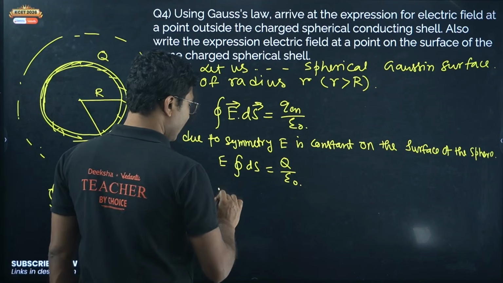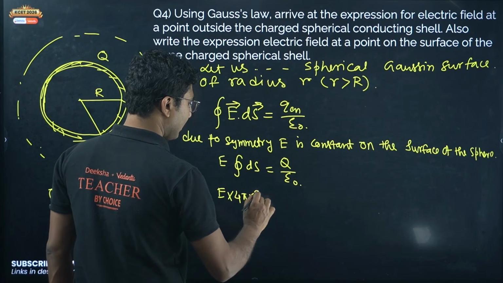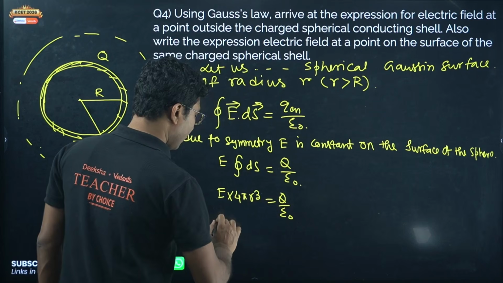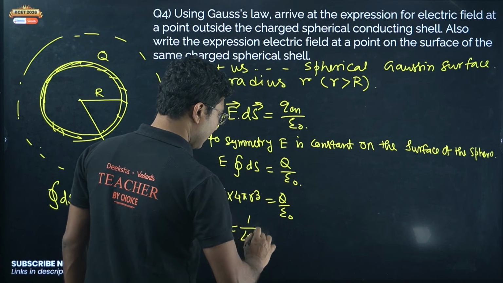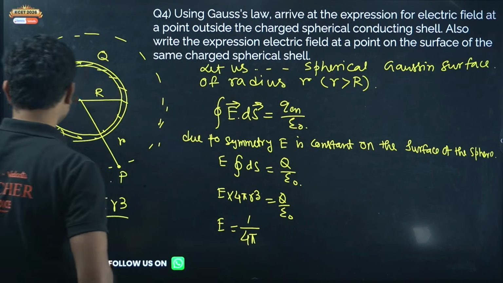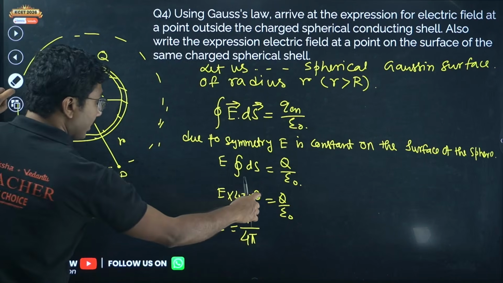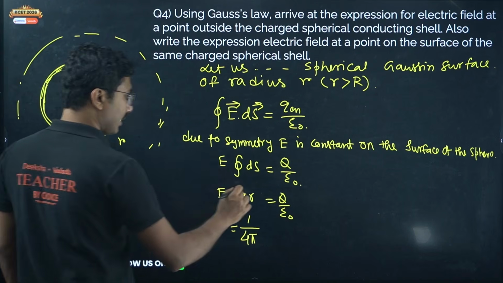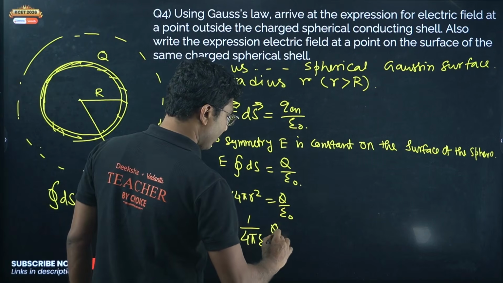So from here we can say capital E into 4 pi r cube equals Q upon epsilon naught, or E equals 1 by 4 pi... Sorry, my mistake. It is not r cube, it is r square. 4 pi r square. So E equals 1 by 4 pi epsilon naught Q upon r square.